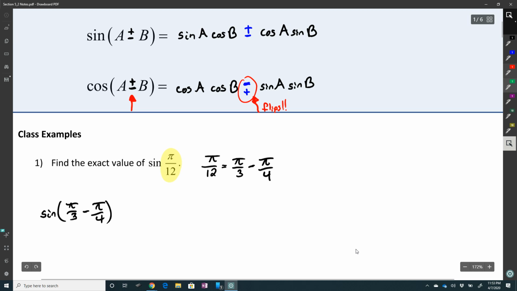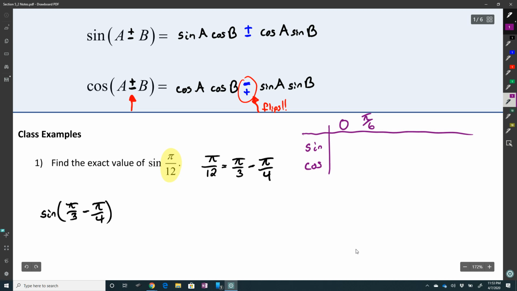And before I start, it's something that, again, I always forget too. Let's create our little table. I have sine and cosine. And here we have 0, pi over 6, pi over 4, pi over 3, pi over 2. So sine starts out with 0, then a half, square root of 2 over 2, square root of 3 over 2, and 1. And cosine just reverses it.